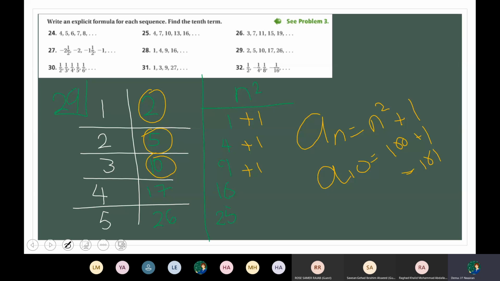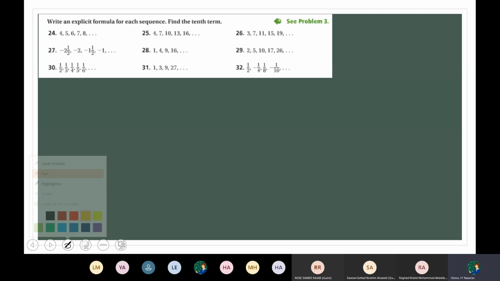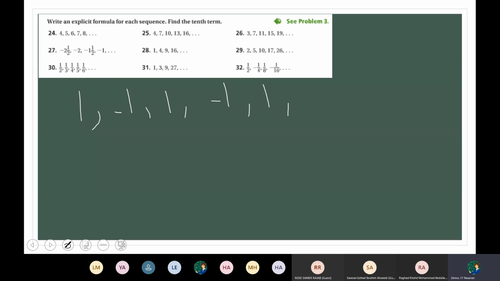Number 32. Before number 32, I want to give you this one, and it's from my mind. 1, negative 1, 1, negative 1, 1, negative 1. Okay? I want you now to find the explicit formula.